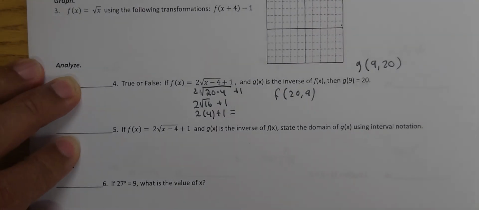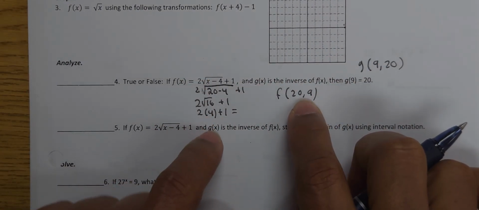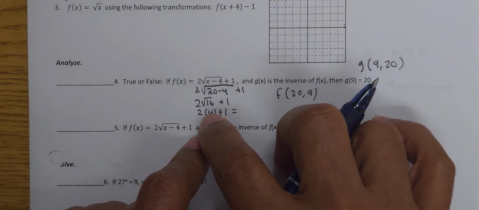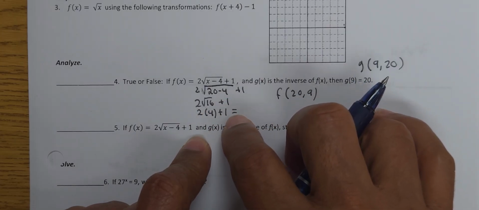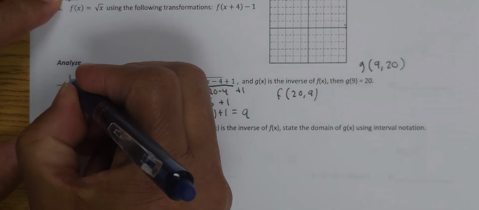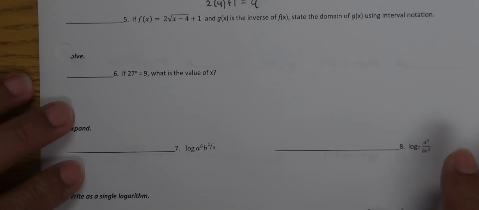Okay? So I paused the video briefly just to check. Instead of x, I'm going to plug in a 20. So then that's 20 minus 4, which is 16. And then the square root of 16 is 4, and 2 times 4 is 8, plus 1, that gives us a 9. So we do get this point. So the answer is true. Okay. All right.